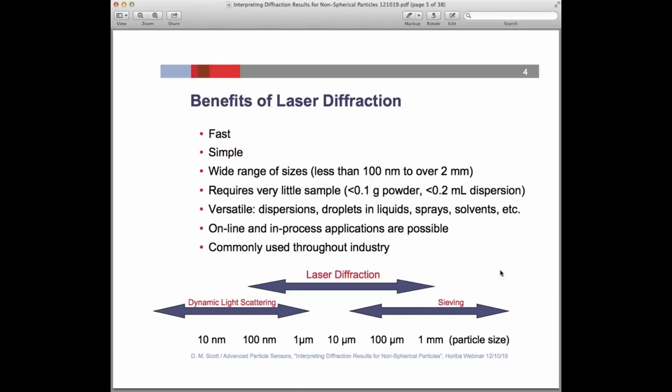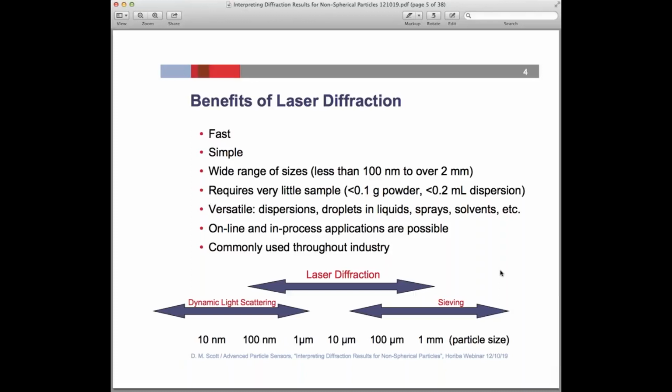We can make measurements on dispersions. We can look at droplets and liquids. We can look at sprays. We can look at particles in solvents. You can look at online, offline, and in-process applications, and these are basically off the shelf now. It's commonly used throughout industry. And the graphic there just shows you how laser diffraction really overlaps two size regimes.